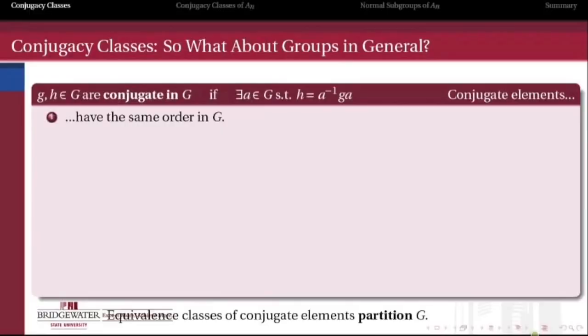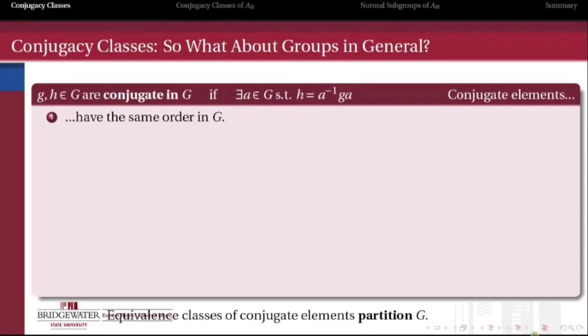Well, we're going to define them in the same way that we define two matrices to be similar. So two elements of a group, G and H, are conjugate if there exists another element, A, such that H is equal to A inverse times G times A. So what properties in a group do conjugate elements share, the same way that similar matrices share properties within linear algebra in groups of matrices?